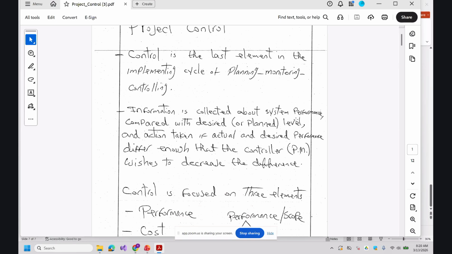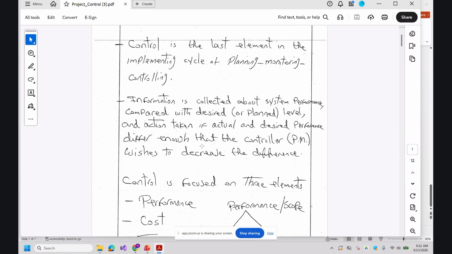Information is collected about system performance compared with the desired or planned level, and action will be taken. So that's why you want to check your teammate: see what they're supposed to do, what their progress is, and whether it is in alignment with what they're supposed to do. Are they on the right track?